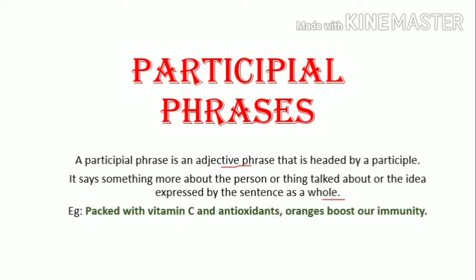You have two parts in this sentence. Packed with vitamin C and antioxidants is one part of the sentence. Oranges boost our immunity is the second part of the sentence, which is a complete sentence actually. It gives a complete meaning. Whereas the first part is a phrase, it is not complete. What is packed with vitamin C and antioxidants? You are talking about the noun oranges. And this phrase, as it is starting with a past participle, packed, you call this phrase a participle phrase.